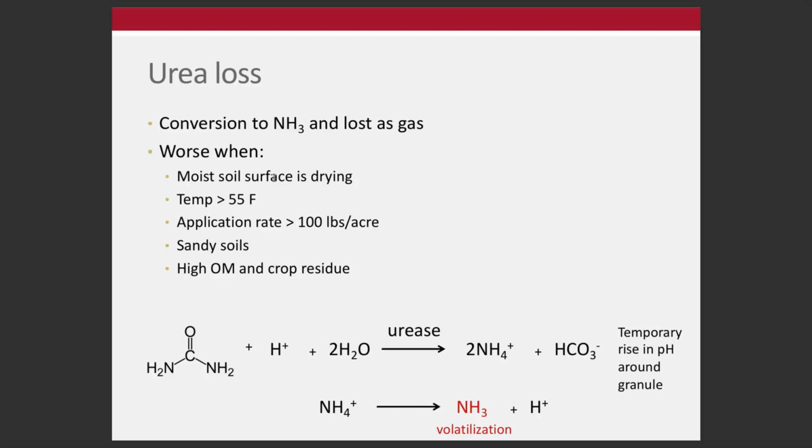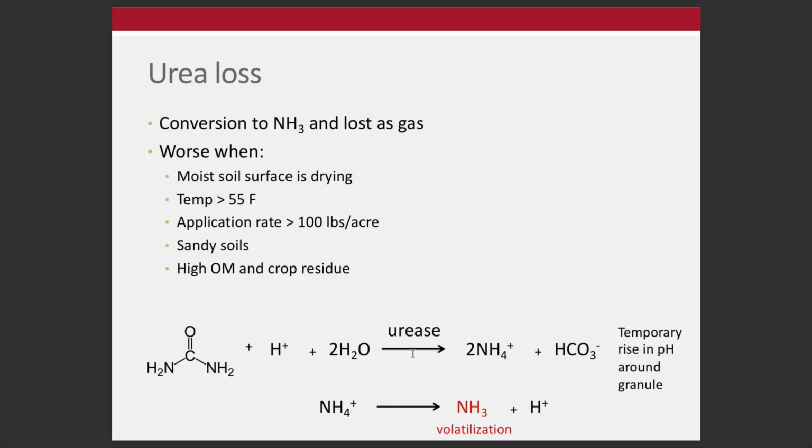So this is worse when there are high temperatures, high application rates, sandy soils, and high organic matter or crop residue. This is what we talked about last week with volatilization. So this idea of a conversion process of taking urea, mediated by a urease enzyme, and getting volatilization that happens, right?